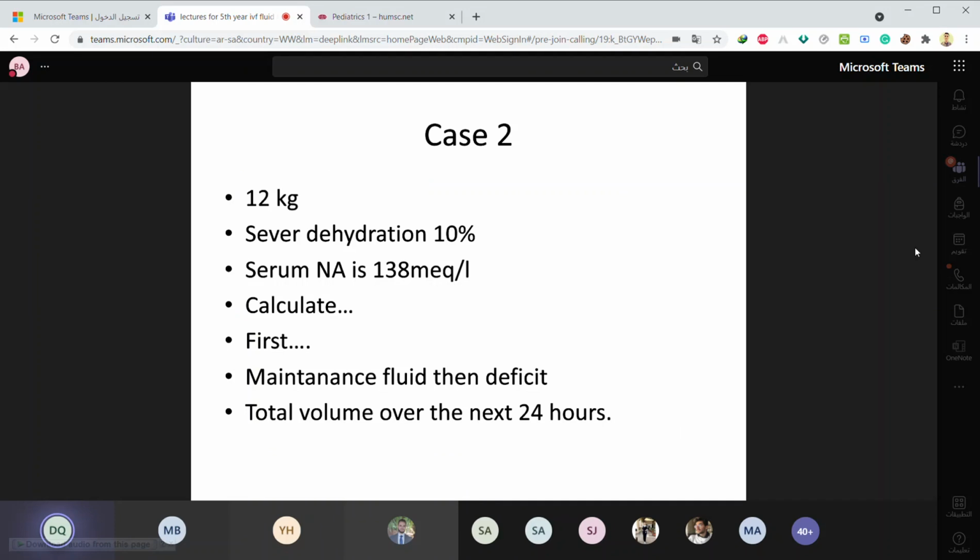So this patient needs 1100 plus 1200, 2300 ml of IV fluid for the next 24 hours.